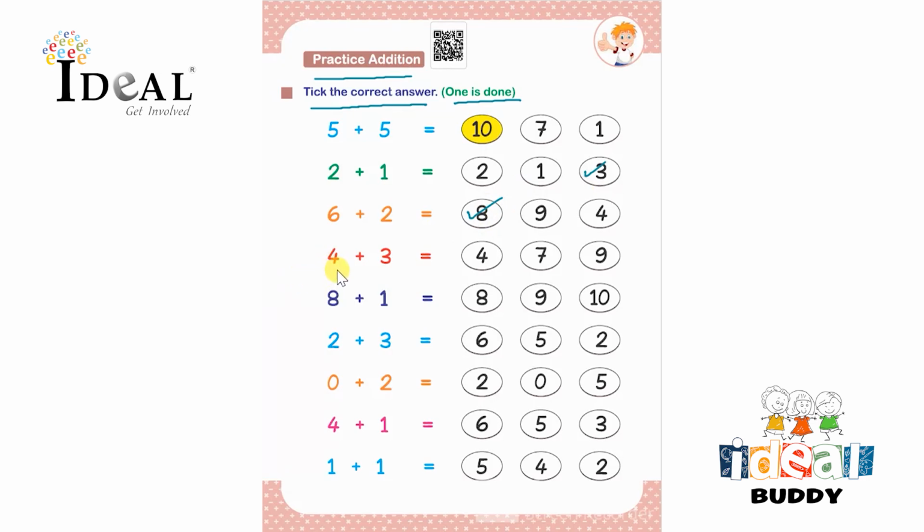After that, it's 4 plus 3. So 4 plus 3 makes 7. So the sum is 7. So they will be putting a tick mark on 7. After that, it's 8 plus 1, which equals 9. After that, it's 2 plus 3 equals 5. After that, it's 0 plus 2 equals 2. 4 plus 1 equals 5. 1 plus 1 equals 2.